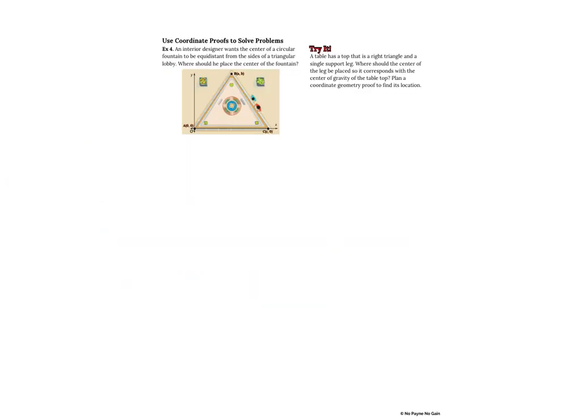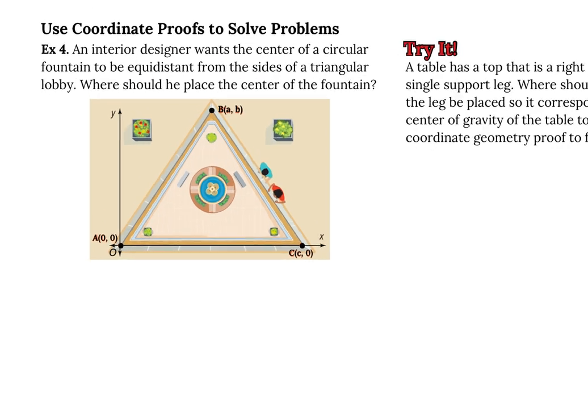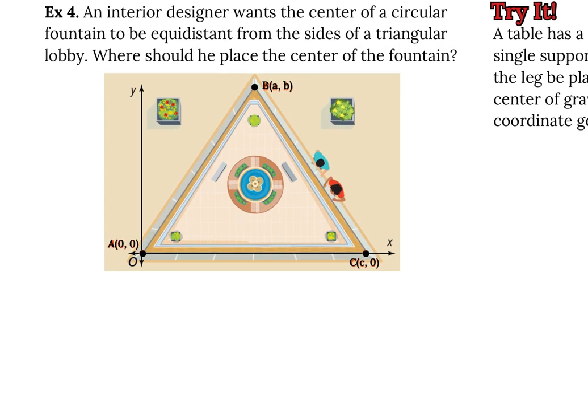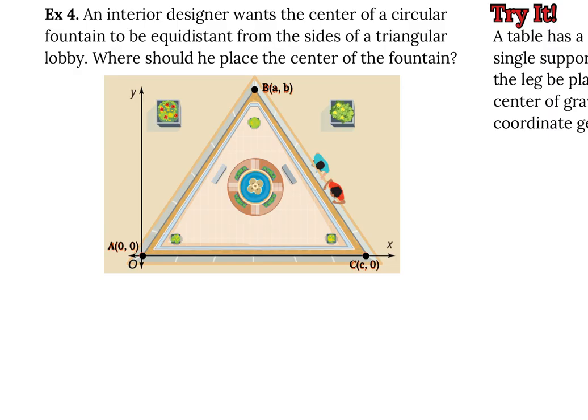Okay, example 4, we want to use coordinate proofs to solve the problem. An interior designer wants the center of a circular fountain to be equidistant from sides of a triangle lobby. Where should he place the center of the fountain? So we want to place the center of the fountain in the very center of this triangle so that it is equidistant from all of the sides of the triangle. Okay, so we want to be able to find the circumcenter of the triangle because that is the center of the triangle.